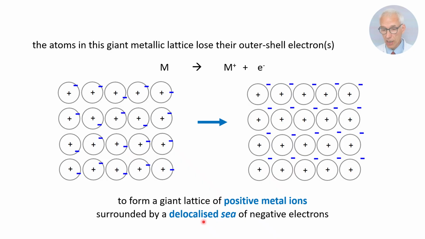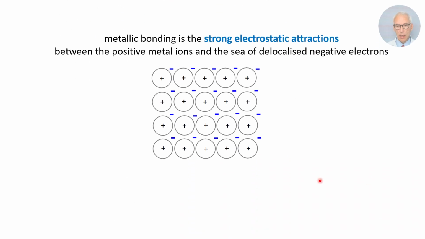So delocalized is the term that is used to describe the situation where electrons are able to move freely throughout a particular structure. So we now have the metallic structure as a giant lattice of positive metal ions surrounded by a delocalized sea of electrons.